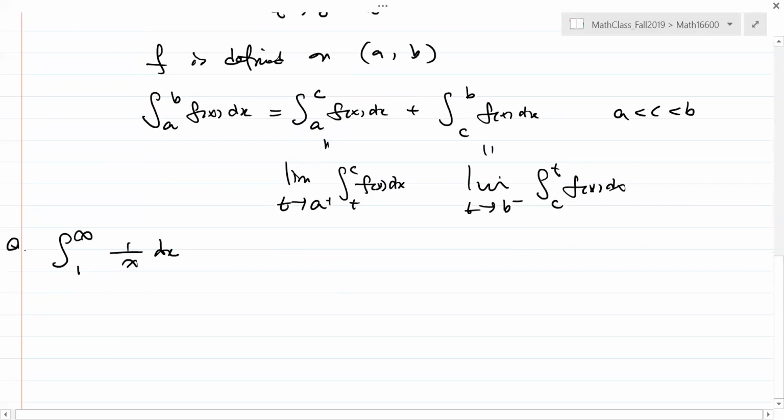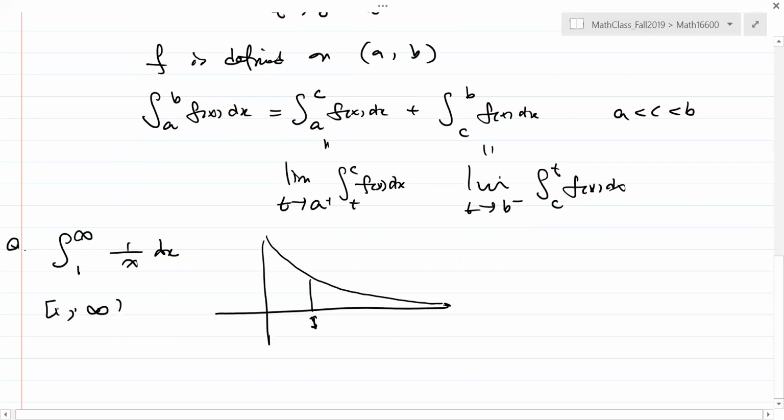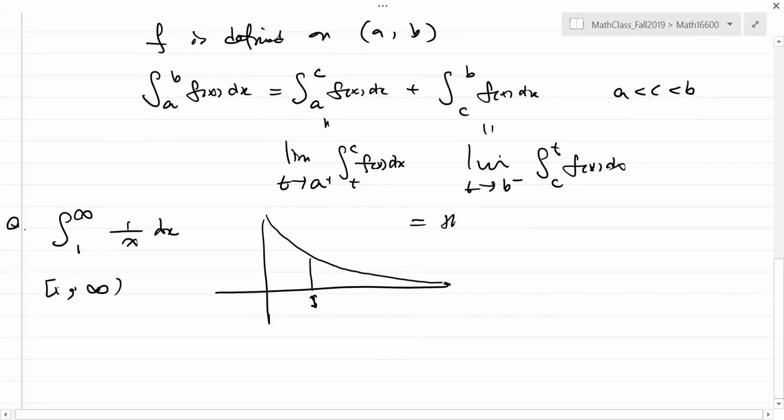So first of all, here B is infinity. If you look at the graph, it goes like that. So we are going to evaluate this integral of this function over the interval from 1 to infinity. Our interval is from 1 to positive infinity. The geometric meaning of this integral really should be the area, in some sense, of the region under this graph.